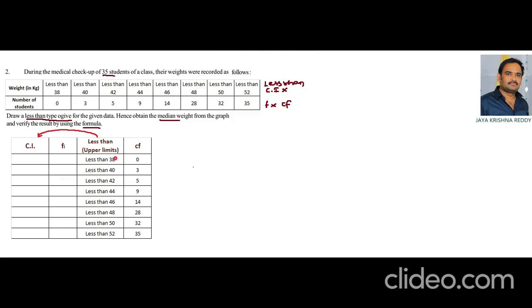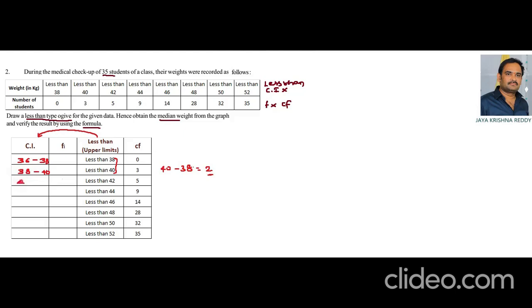Here if you observe, the first row has less than 38 and the second row has less than 40. What is the difference between these two numbers? 40 minus 38 is 2. That means the height of the class interval should be 2, and these values should be the upper limit. The first class interval upper limit is 38, so height is 2, that means the lower limit will be 36 to 38. In the second row the upper limit is 40, so height is 2, which means the lower limit will be 38.